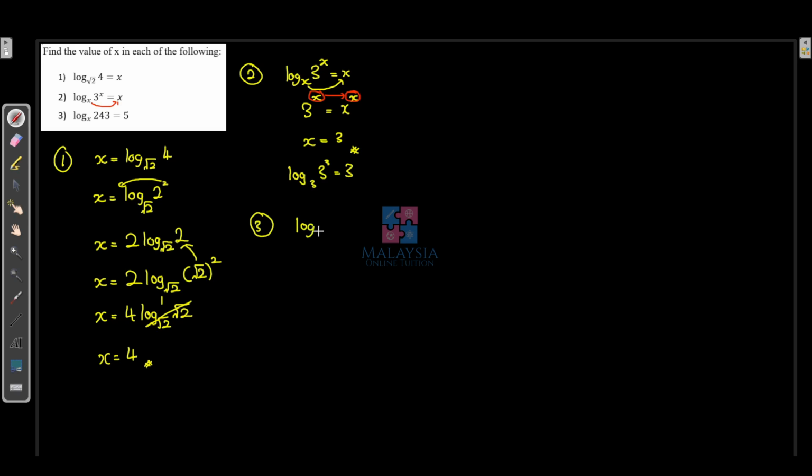Log base x of 243 equals 5. So whatever it is, you need to make sure that you shift the base to the right hand side. So the base is x, so you shift this to the right hand side. So 243 equals x to the power of 5. So you need to figure out what number to the power of 5 you will get 243.